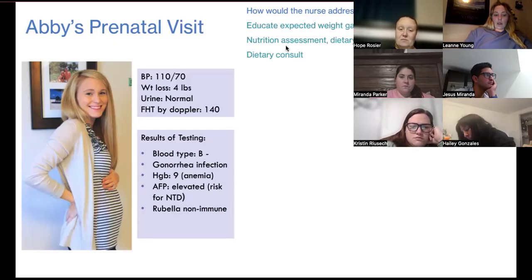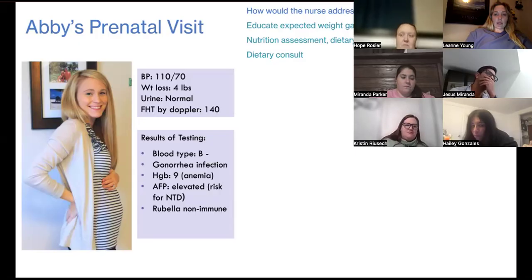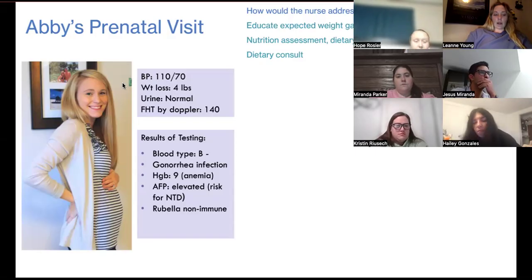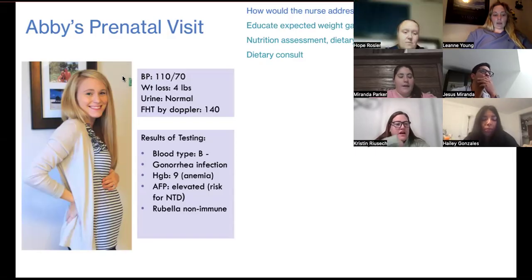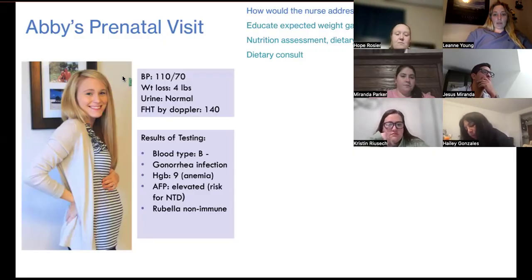So we want to educate her on expected weight gain, what that looks like. We also want to do a nutrition assessment and ask her about her dietary preferences. So in a patient who's anemic, what do they usually crave that indicates that they're anemic? Ice. Yeah, ice chips. So they're going to want to keep eating ice chips. That would be called pica. So we're going to screen her for that.